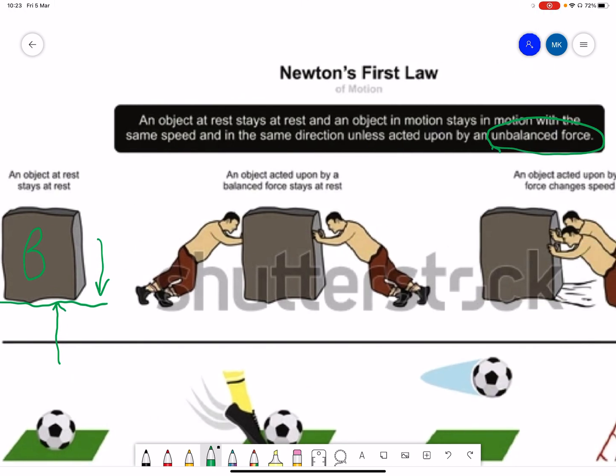Next example, that same rock, but we have two men pushing inward, and let's say they are both pushing inward with a force of 50 newtons. That force is equal, totally balanced, so again the rock will not move.